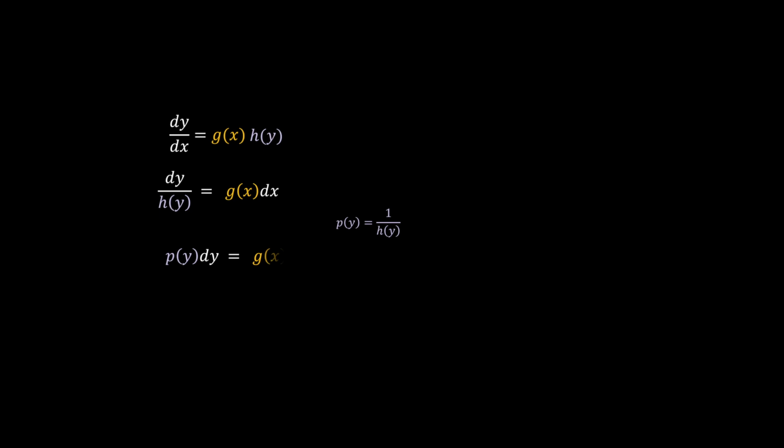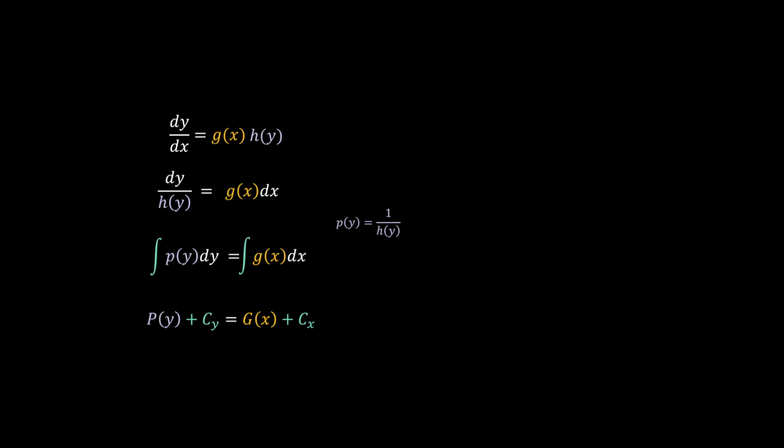we get the constants of integration, and just as before, the integral of p of y and the integral of g of x can be seen as antiderivatives, so we rewrite them with the capital form. We combine the constants and we get our solution.